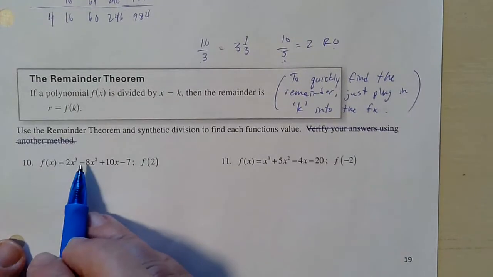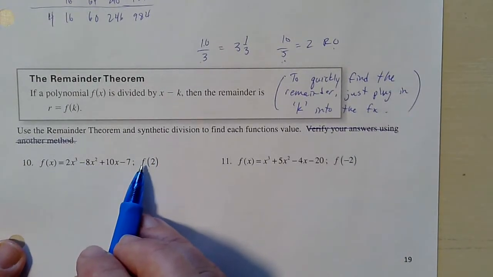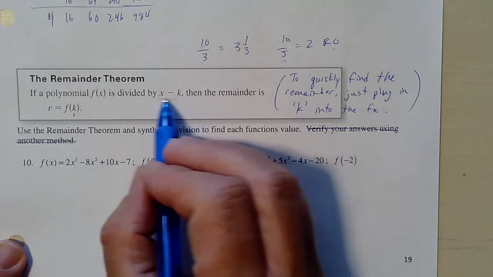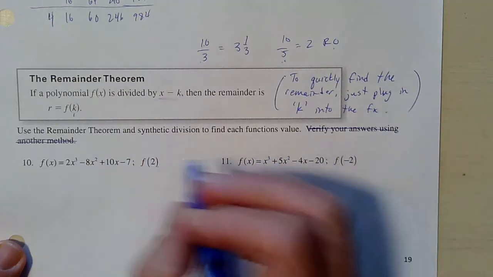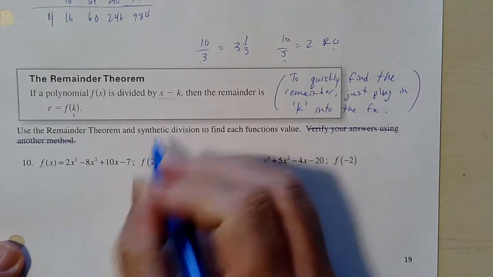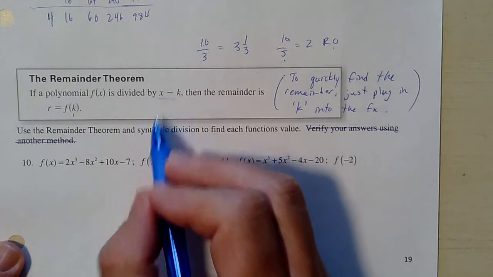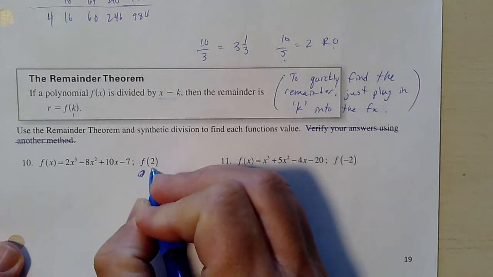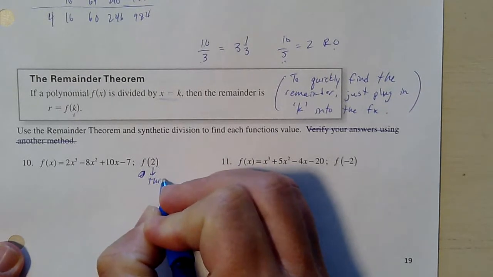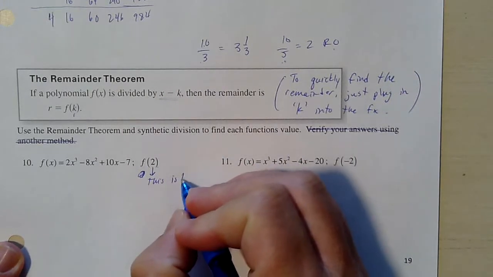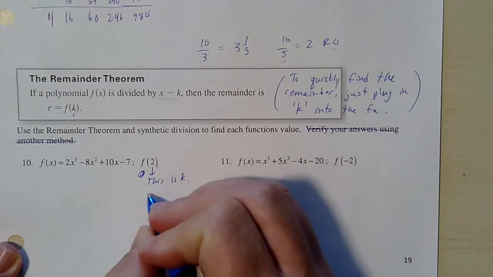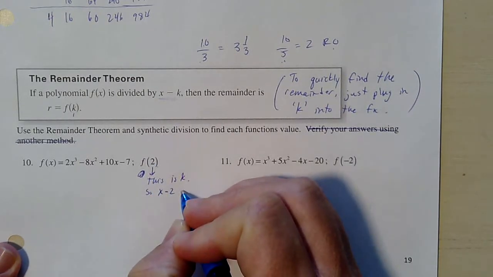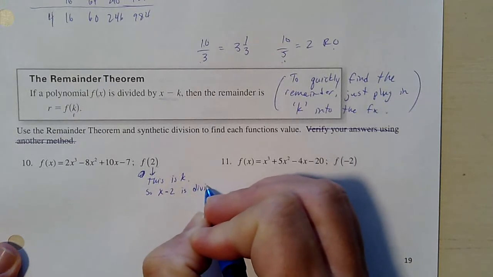All right, so here's our function. They kind of already gave us this form where they put the k value here. So it's like we're dividing by x minus 2. So you might want to make note of that here. I wish they kind of did it the other way around. They said if you divide it by x minus 2, find the remainder, but this is the way they do it. So this number right here, this is k. So x minus k, or x minus 2, is our divisor.